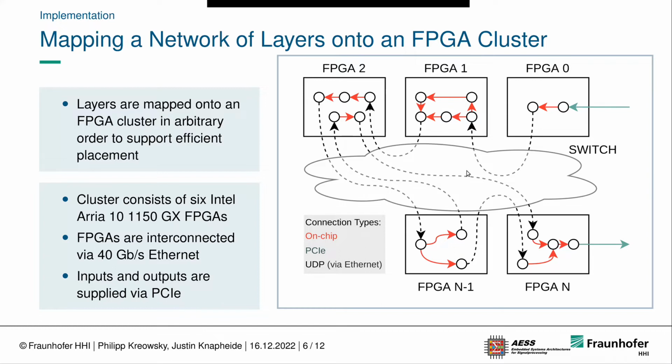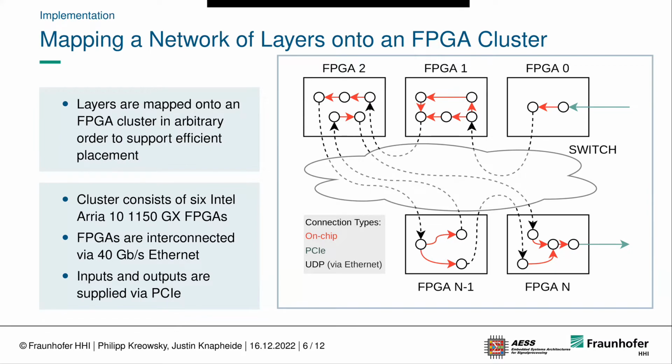So basically the inputs and outputs are provided via PCI Express, and the FPGAs communicate with each other via 40 gigabit Ethernet at the moment via plain UDP packages. At the moment, our cluster consists of 6 Arria 10 FPGAs, but I'm not going to get into these details too much, as we're going to focus on the implementation part, on the Spinal part later on.